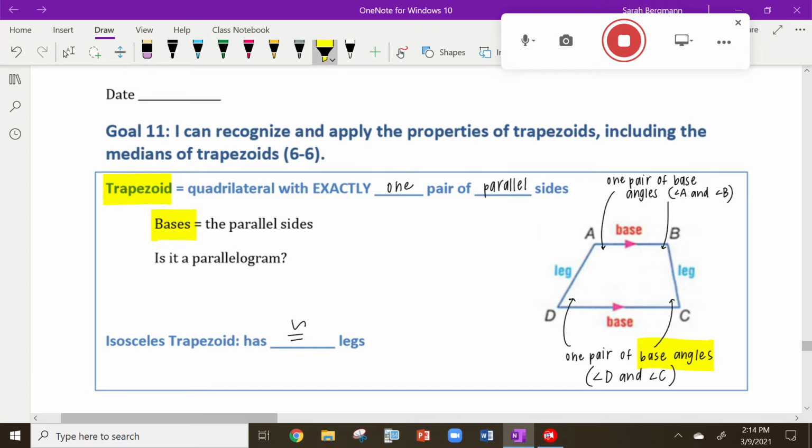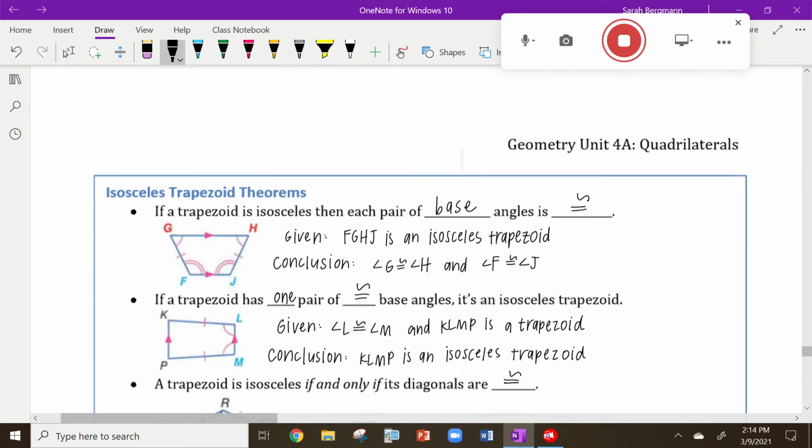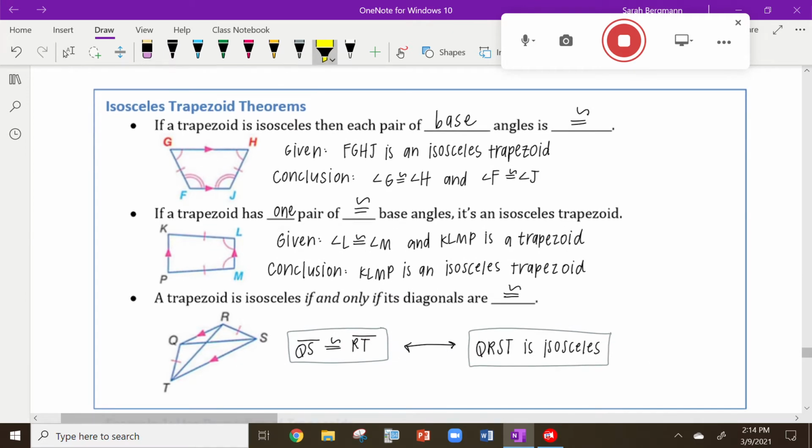There's also another type of trapezoid called an isosceles trapezoid that has congruent legs. Isosceles trapezoids are special because if a trapezoid is isosceles, then the base angles have to be congruent. So you can see here the base angle is formed by this base, GH. So angle G and angle H are congruent, and then the other base, those angles formed, F and J, are also congruent. Another special theorem about isosceles trapezoids is that if it has one pair of congruent base angles, you can conclude that it's an isosceles trapezoid.